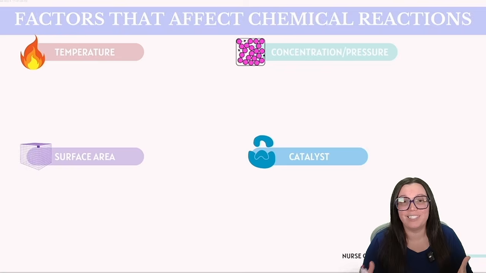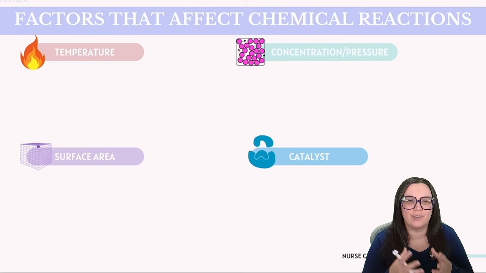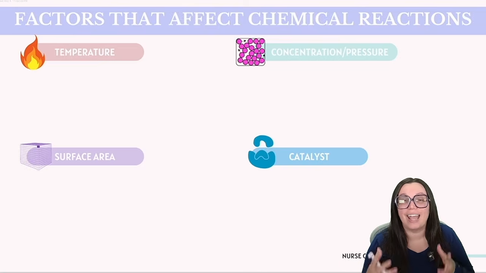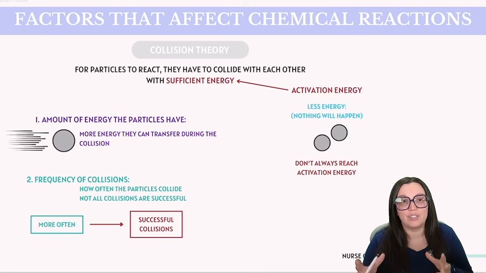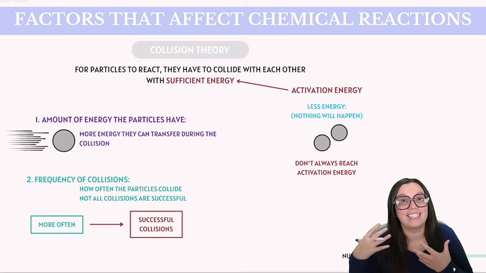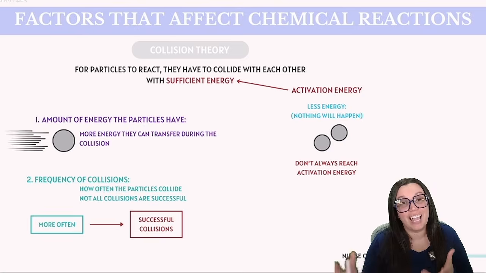Next, let's explore the variables that influence the speed of chemical reactions, including temperature, concentration or pressure, surface area, and the role of catalysts in either promoting or not affecting the reaction. Before delving deep into how these factors impact reaction speed, it's essential to grasp the foundational theory that explains reactions, known as collision theory. This principle asserts that for particles to react, they must collide with sufficient energy, also known as activation energy. Collisions with energy below this threshold result in no reaction. The particles simply bounce off each other.